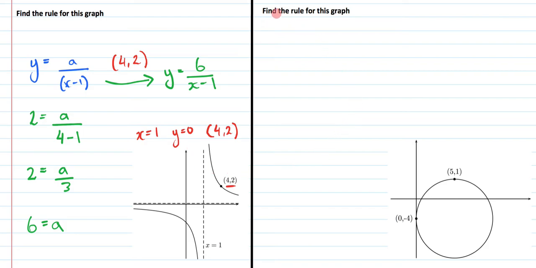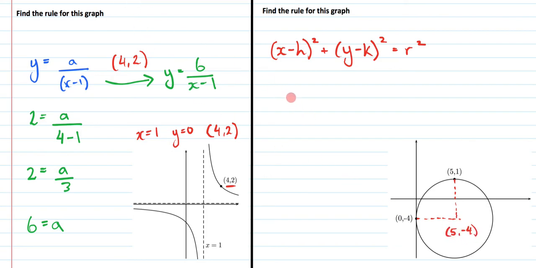Now let's go to my next question, find the rule for this graph. If we think what our general rule is for a circle, it's going to be (x minus h) squared plus (y minus k) squared equals r squared. These values here, my h and my k, correspond to my center. I could take my x value from here, which is 5, and my y value from here, which is -4, and I found my center.